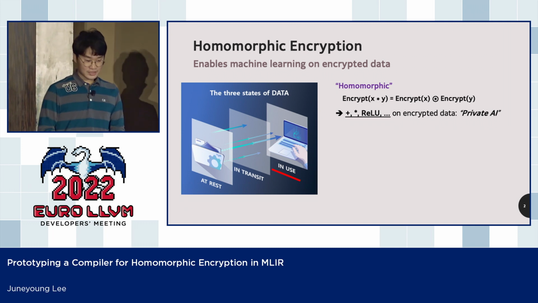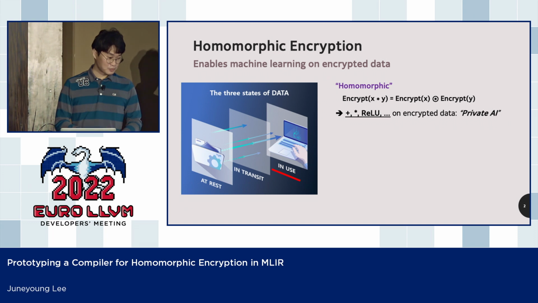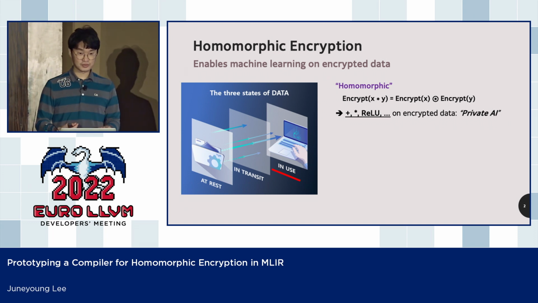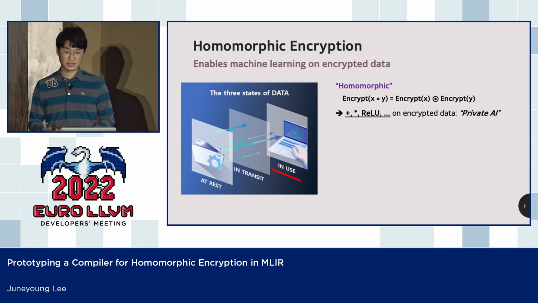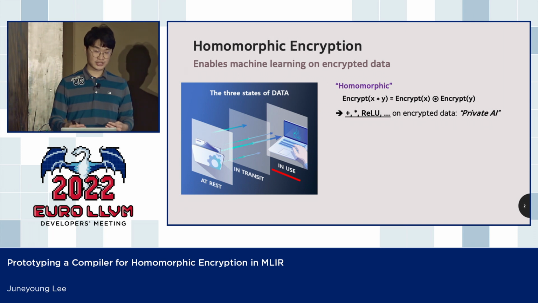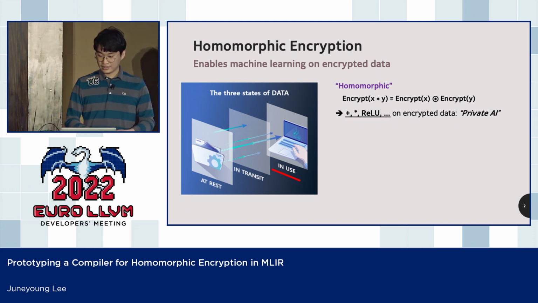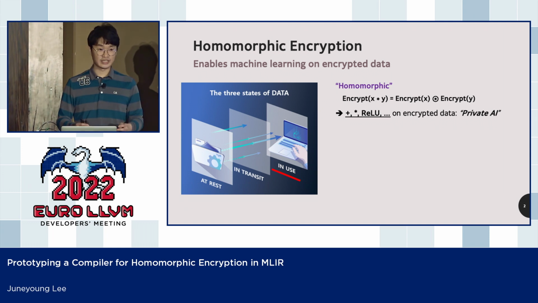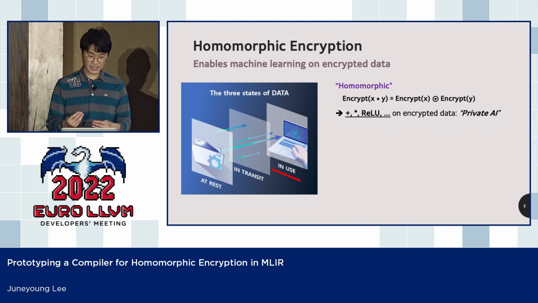First of all, let me describe what homomorphic encryption is. In homomorphic encryption, the encryption scheme allows you to perform certain operations on the encrypted data. For example, after your private information is encrypted into ciphertext, you can perform addition, multiplication, ReLU, and so on. This means that the security indeed makes private AI fully safe.